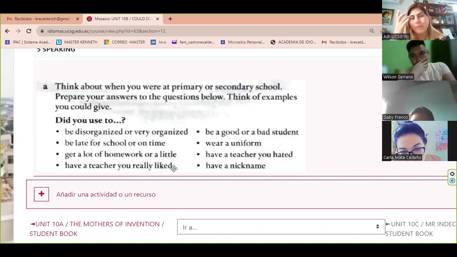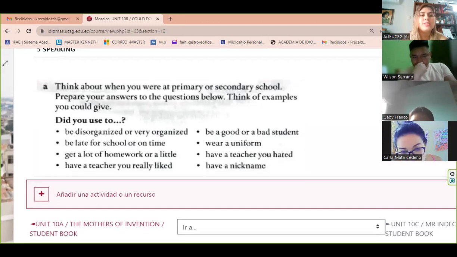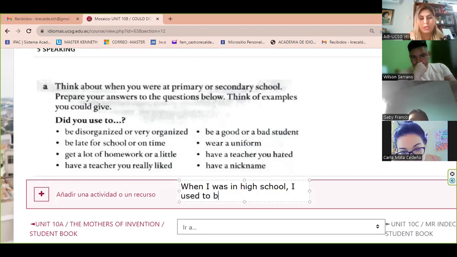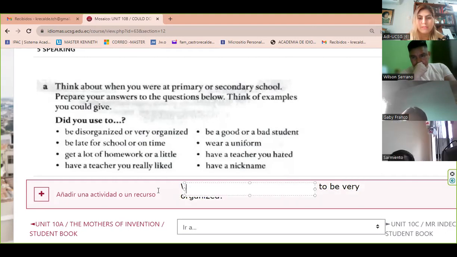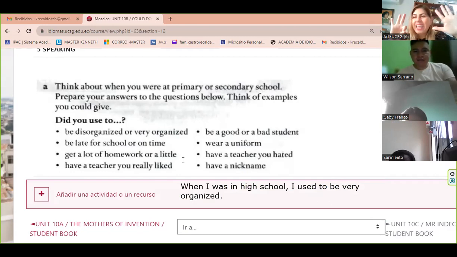So in Word, listen up, you are going to answer these questions using used to. I'm going to give you one example. For example, the first one: did you used to be disorganized or organized? Well, in high school, so I start: when I was in high school, comma, I used to be very organized. Okay, that's my first sentence. So I put number one, and this is my first sentence. You have to make 8 sentences in total, following this structure, used to. Ask me questions.